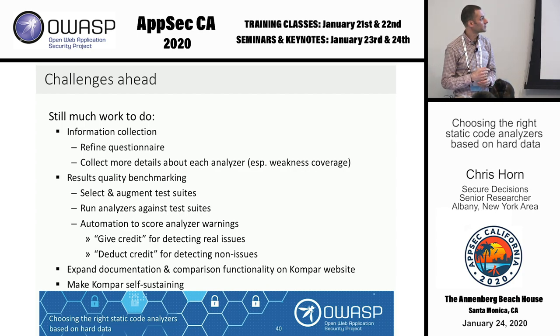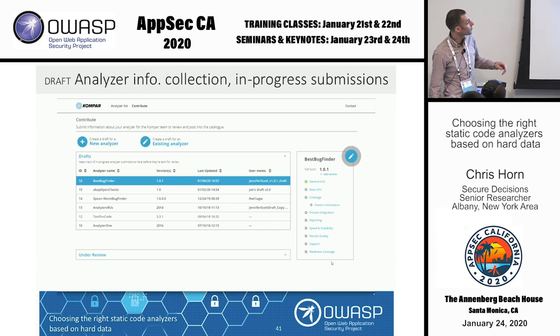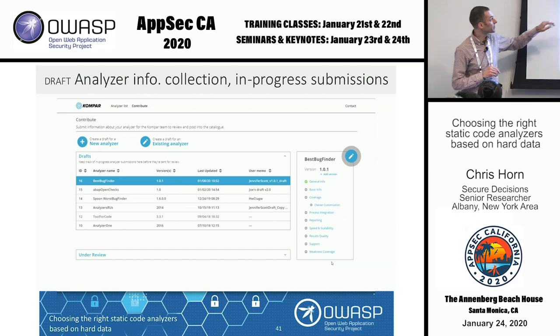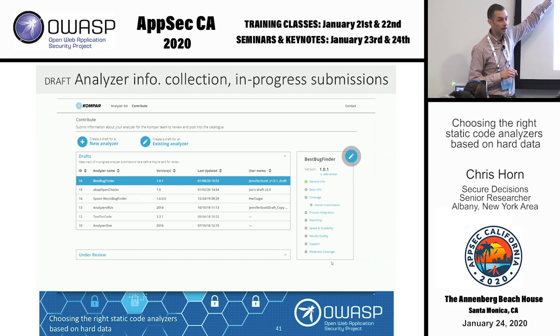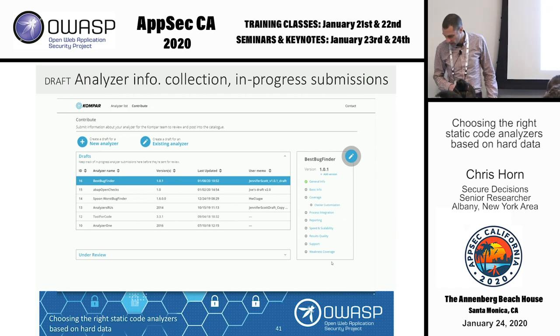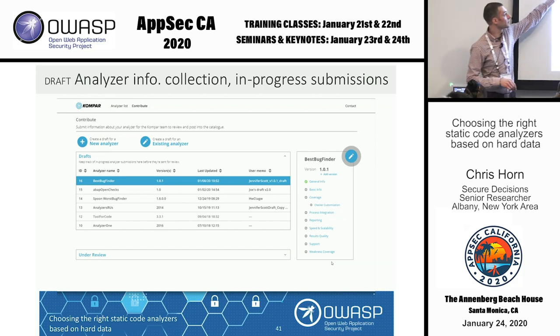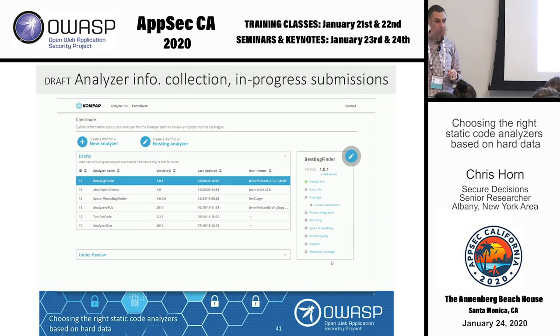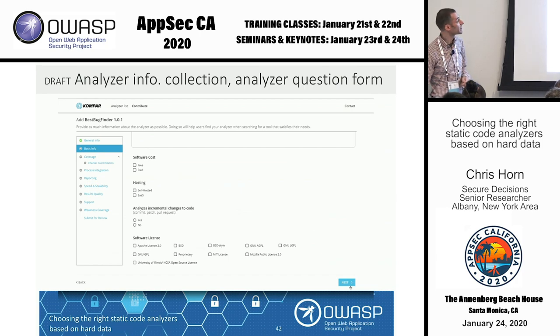I'm going to put a pause on that, because I want to show you some of the mockups we have for collecting information. So this is a mockup of where you can provide information to us about an analyzer, right? You can tell us about an analyzer that doesn't exist in our catalog at all. You just click that new analyzer button, and it'll ask you some basic information. It shows up in this list, and then over there you click the edit button, and you get presented with this big questionnaire about the analyzer, and that's what this shows.